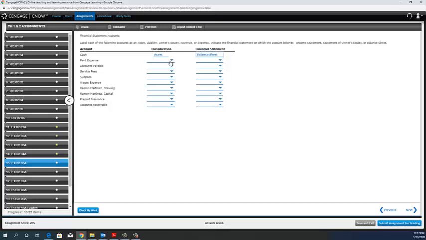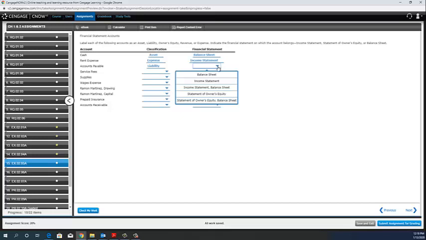Okay, so rent expense. Rent expense is obviously an expense. It's one of our owner's equity accounts. And expenses only show up on the income statement. The income statement is revenues minus expenses equals net income. So all expenses show up only on the income statement. Accounts payable. That's what we owe. So what we owe is called a liability, and liabilities are on the balance sheet. Assets equals liabilities plus owner's equity.